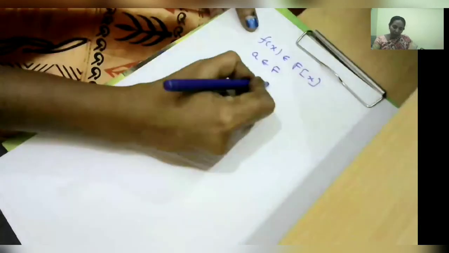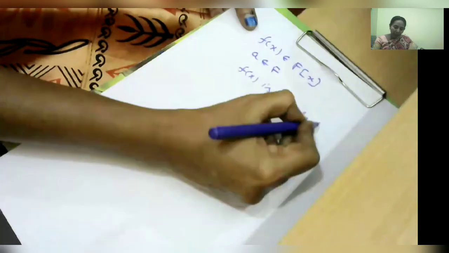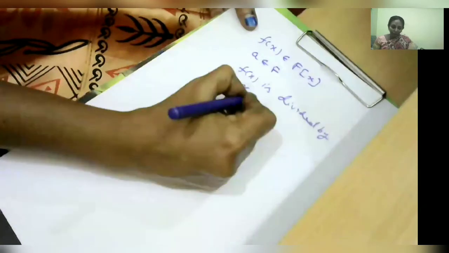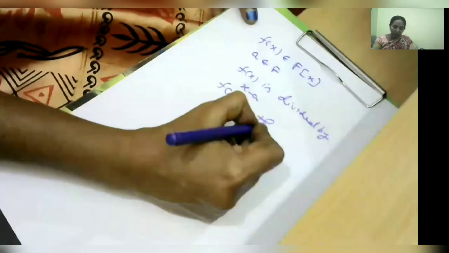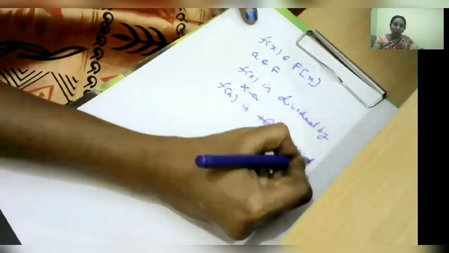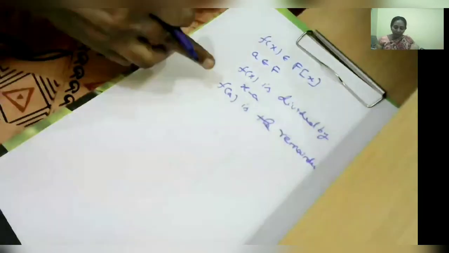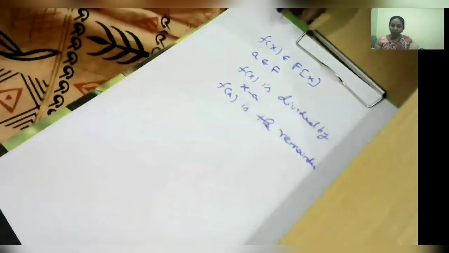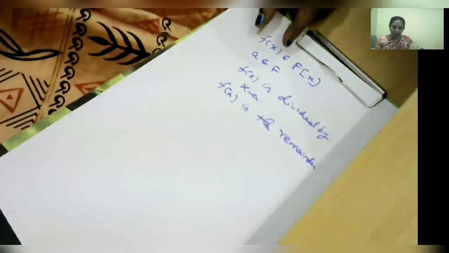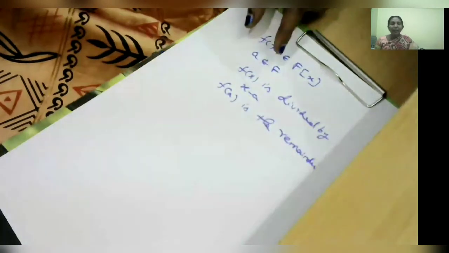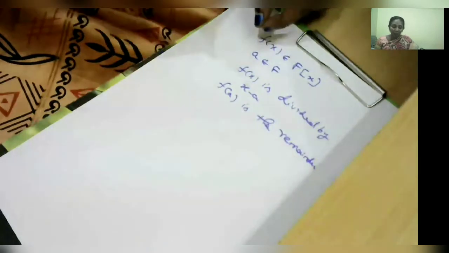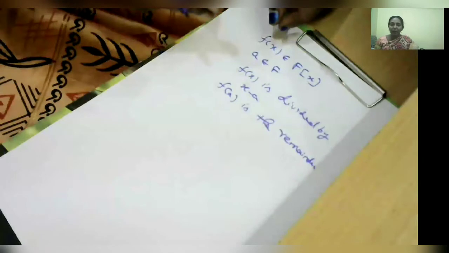Then the remainder theorem says that when the polynomial f(x) is divided by x minus a, then f(a) is the remainder. So this is called the remainder theorem. If a polynomial f(x) in F[x] and a belongs to F, and f(x) is divided by x minus a, then we can say that f(a) is the remainder of the given polynomial. This is called the remainder theorem.